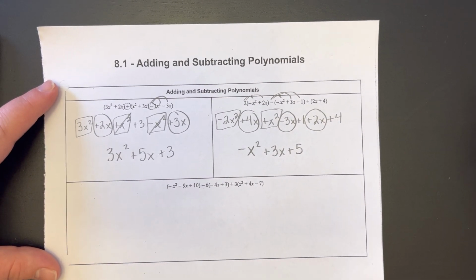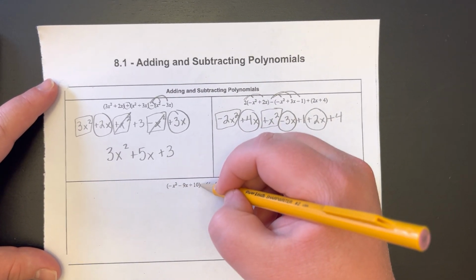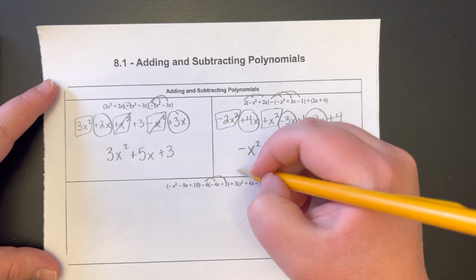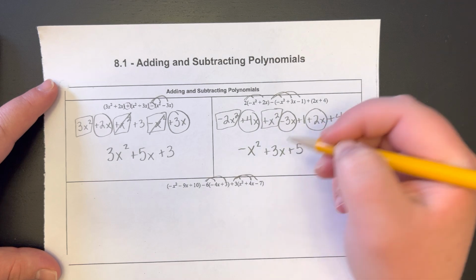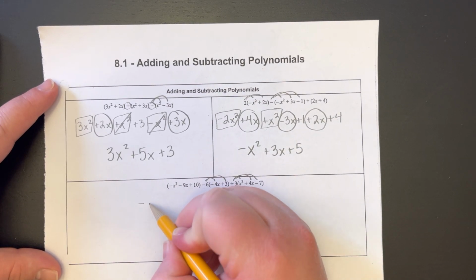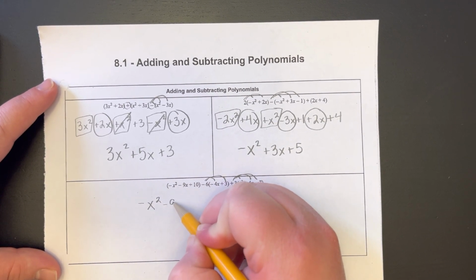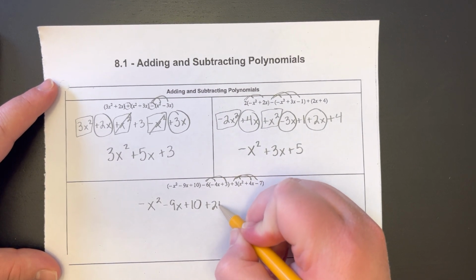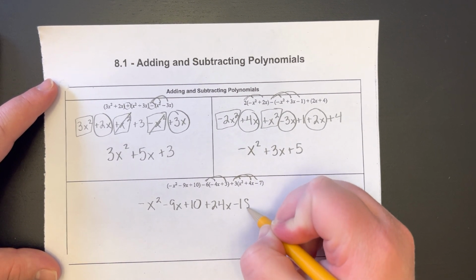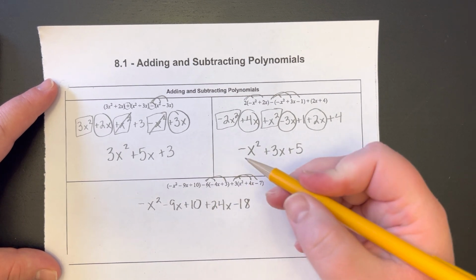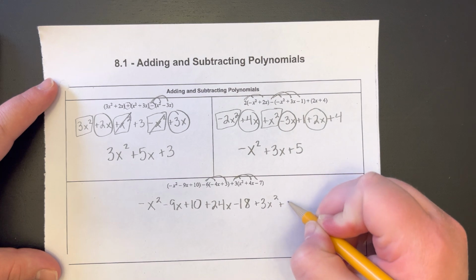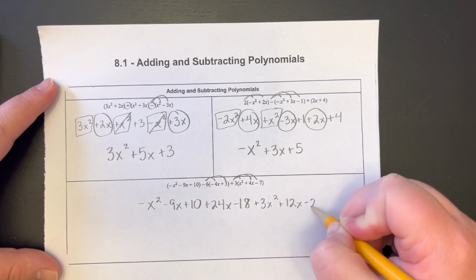All right, last one. We've got a lot going on here. Nothing's happening to the first 3 terms. Negative 6 is getting distributed here, and 3 is getting distributed here. So the first 3 terms stay the same. Negative x squared minus 9x plus 10. And then I'm going to get positive 24x minus 18 once I distribute this negative 6, and then distribute the 3. So plus 3x squared plus 12x and minus 21.